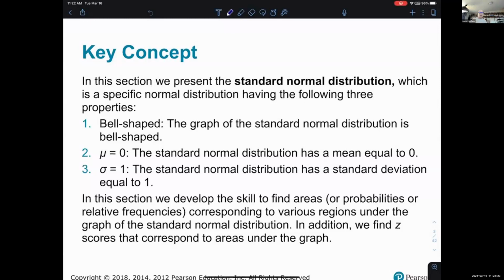Again, all of this doesn't usually make sense when you first read it, but sometimes you might want to reflect back on this first slide for the key concept and see if it's beginning to make sense as we illustrate and learn some of these skills.